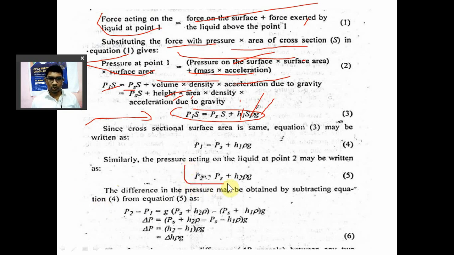So point 2 के लिए ये equation आएगा, P2s is equal to PS s plus H2 s rho g, सेम थिंग. ठीक है, यहाँ पे देखो P2 into s, PS plus H2 rho g. Rho means density, g means acceleration due to gravity. Now pressure difference, आपको difference कैलकुलेट करना है कि what is the difference in pressure which is felt at point 1 and point 2.